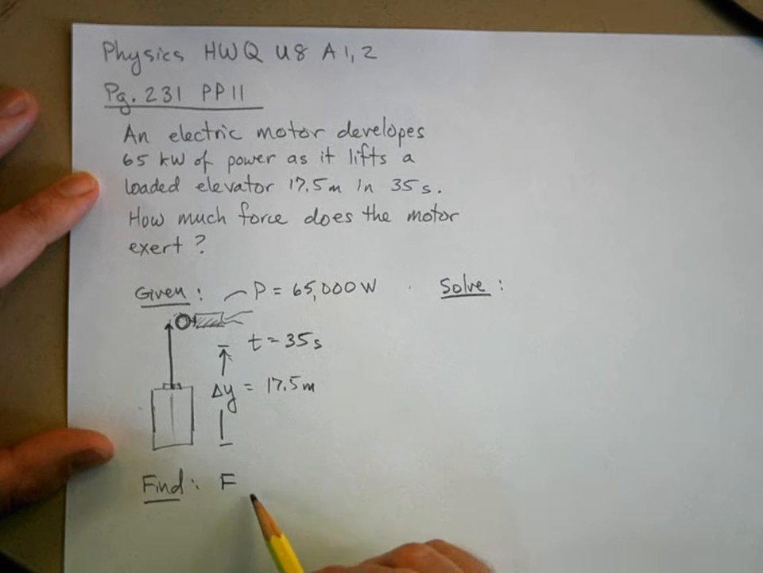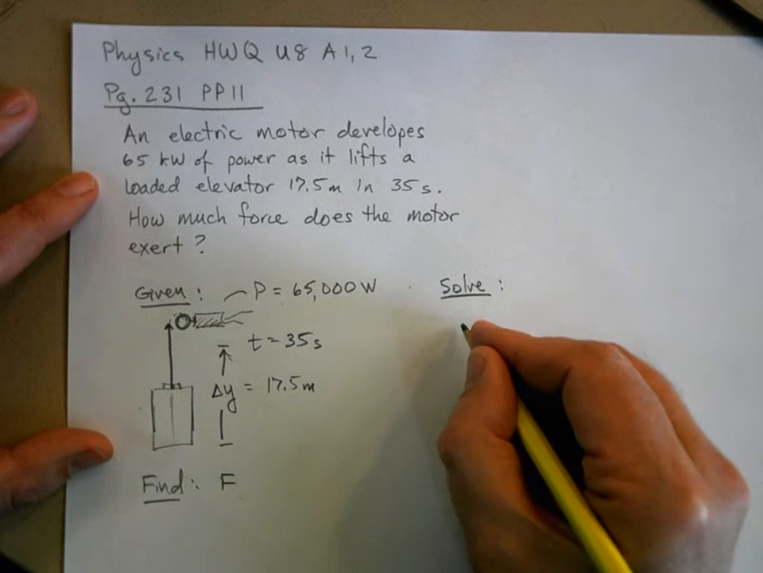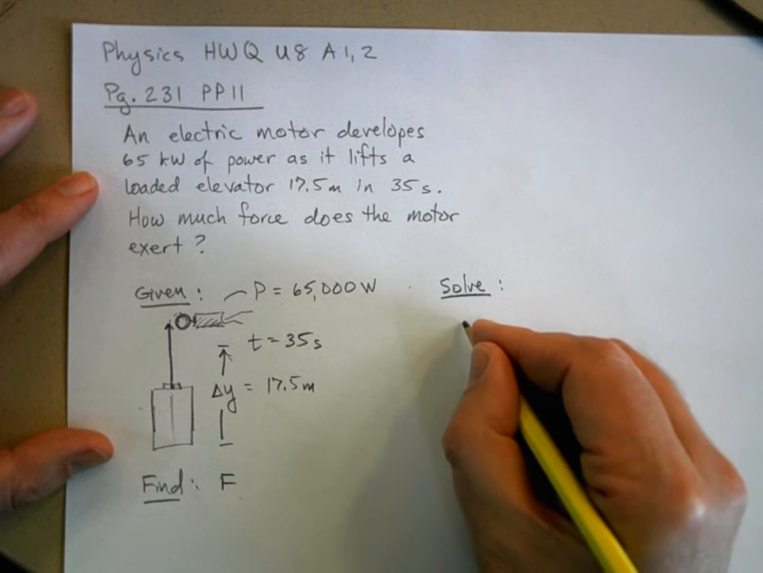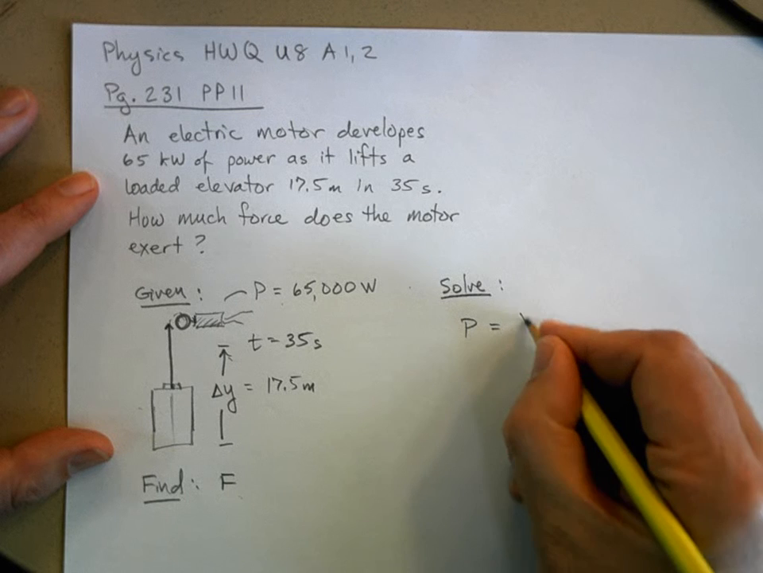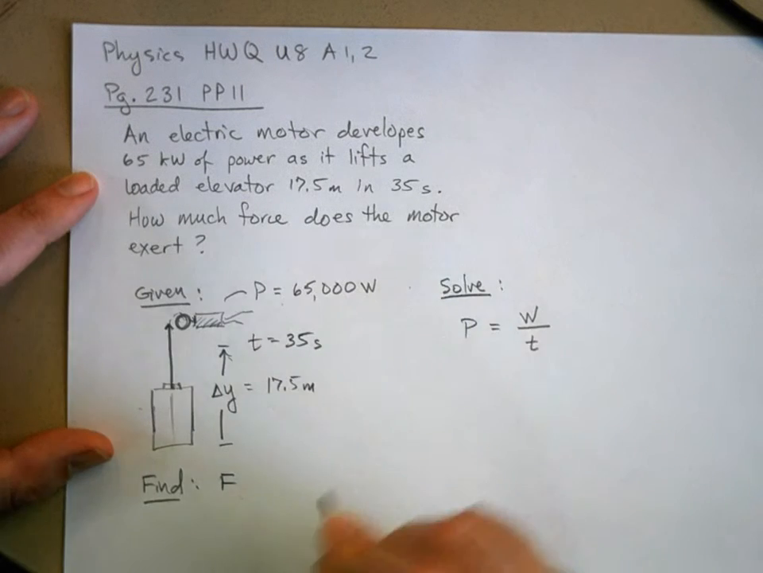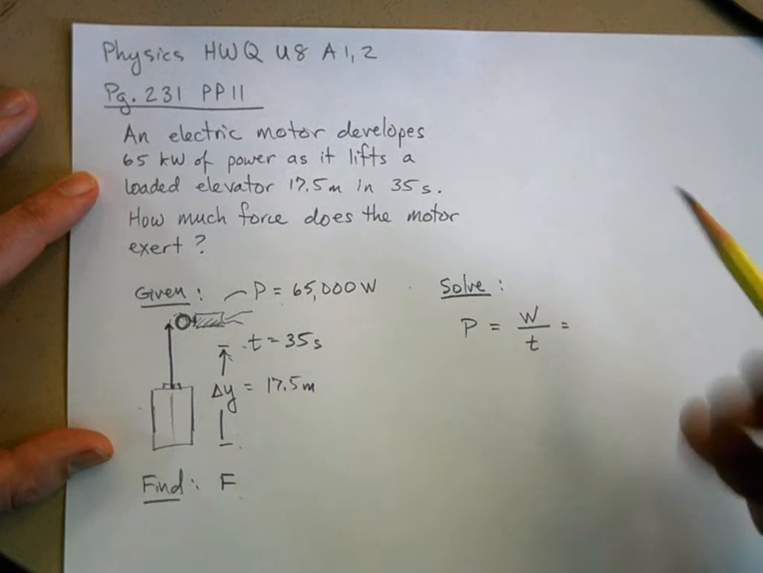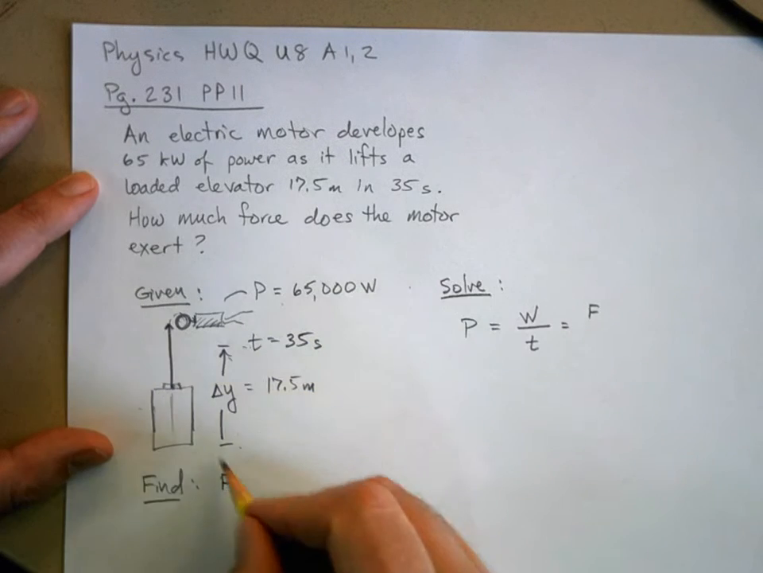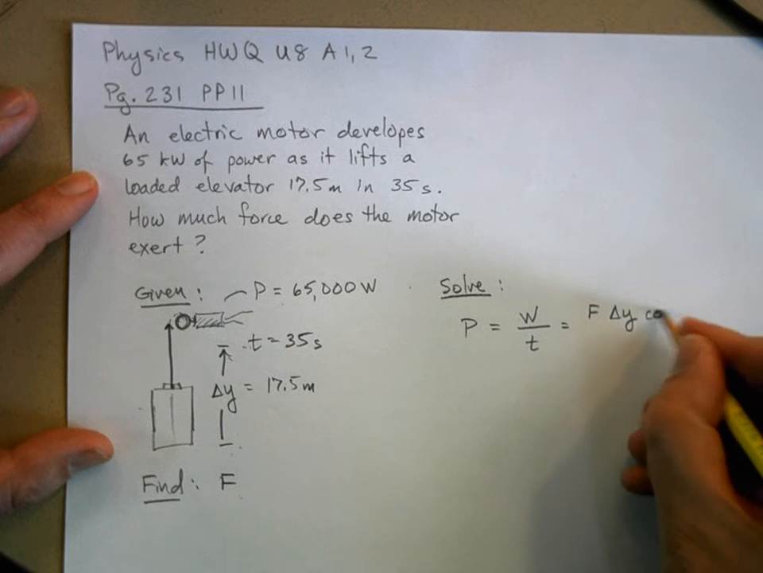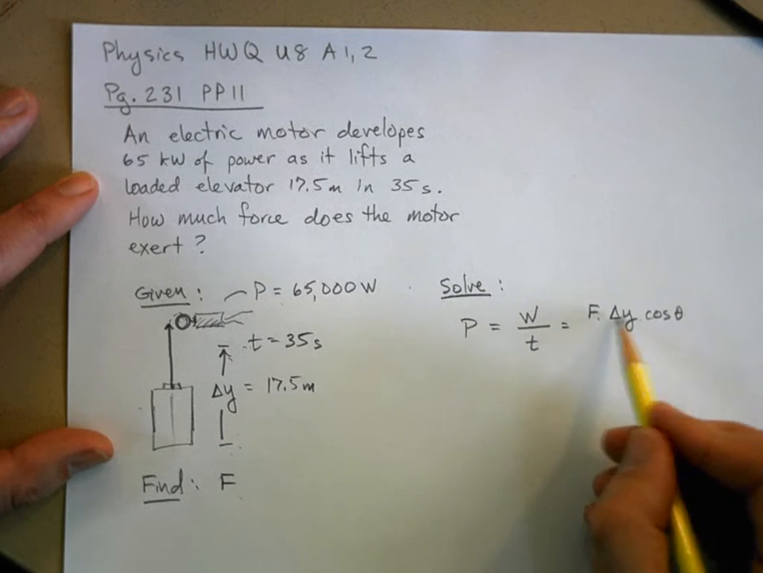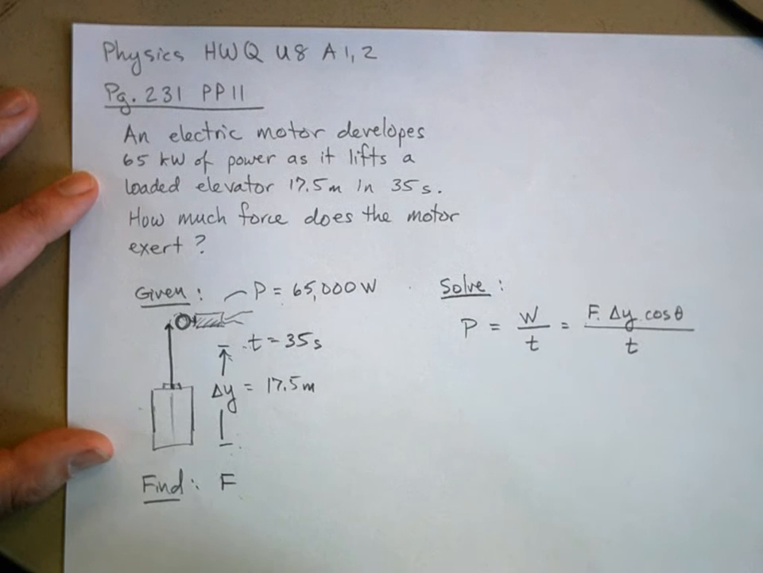Well, we want the force, and we're given power and time. So we know this, that power is equal to work over time. But the work that's done by the force in this problem is that force times delta Y times the cosine of the angle between these two, divided by t.